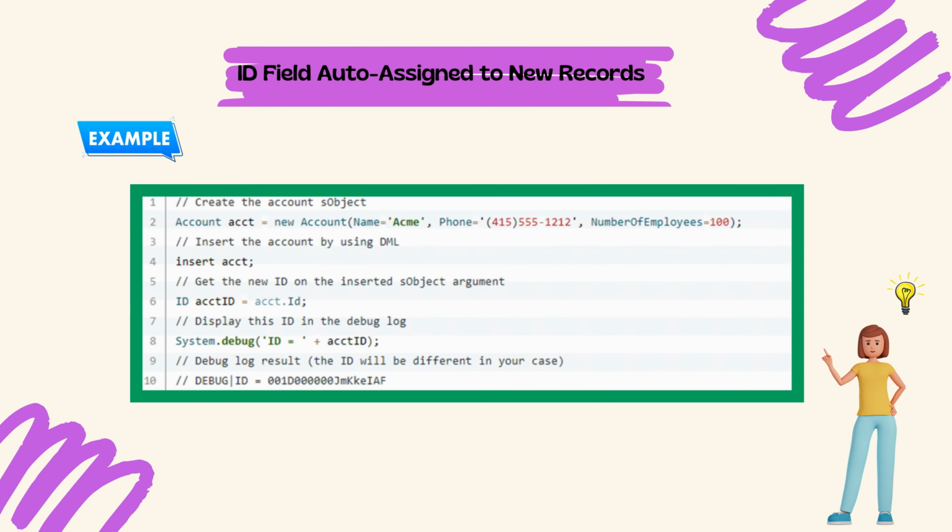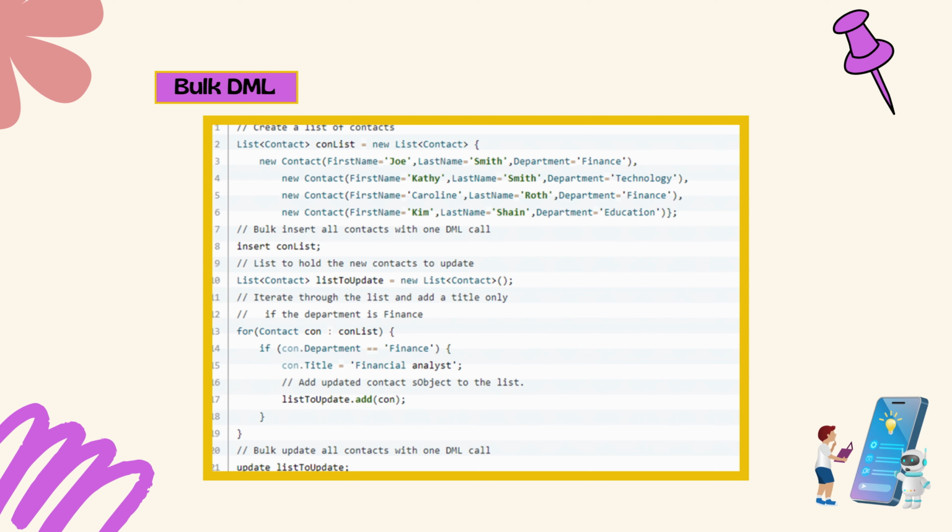Performing DML operations in bulk is the recommended way to avoid hitting governor limits. This helps you stay within the DML limit of 150 statements per Apex transaction. Bulk DML operations count as one statement, not one for each subject.